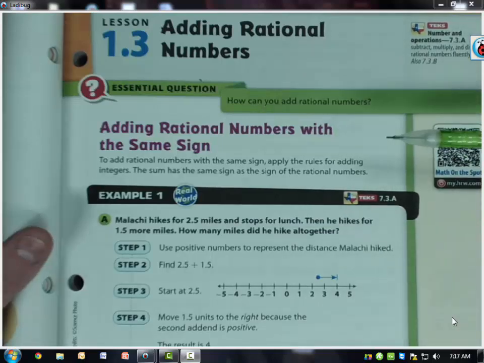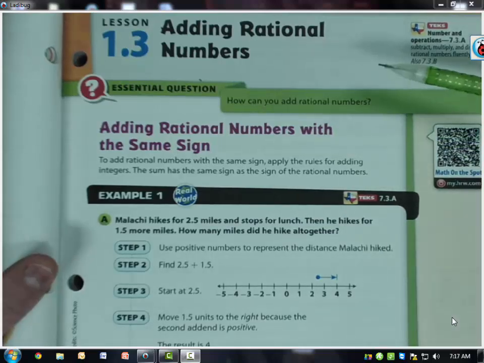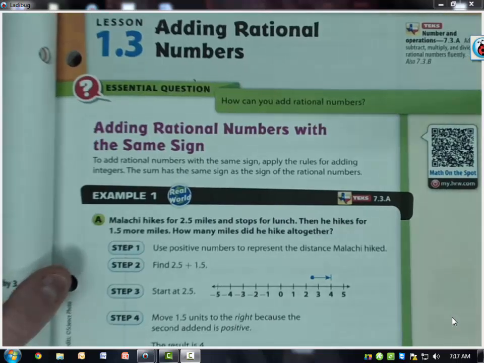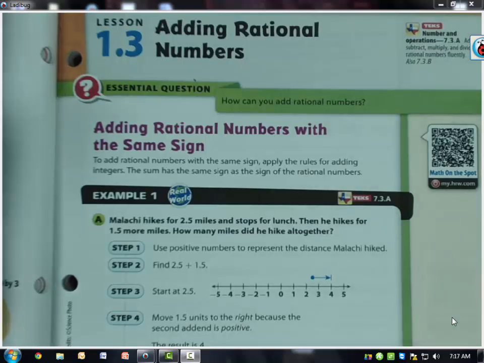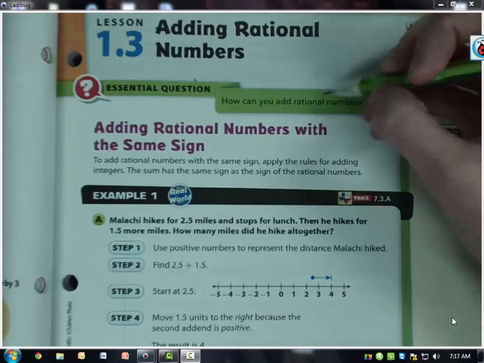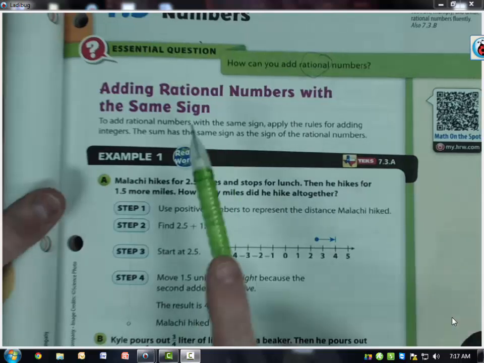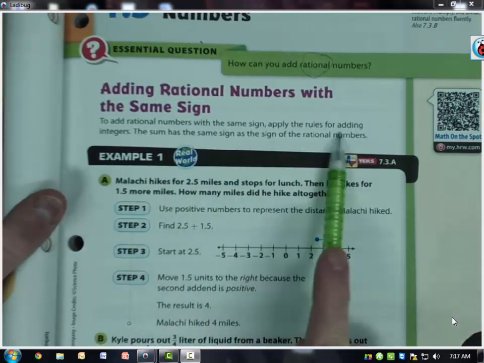The same sign. So we are on 1.3, adding rational numbers, page 19. Okay, so our central question we start out with is how can you add rational numbers? We talked about rational numbers yesterday and whole numbers and integers. So we're working with all of those when we say rational numbers. To add rational numbers with the same sign, apply the rules for adding integers.